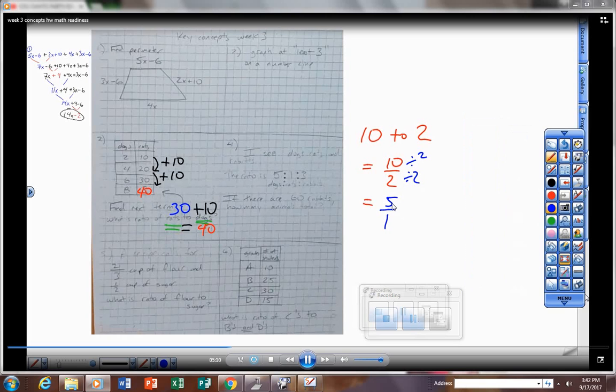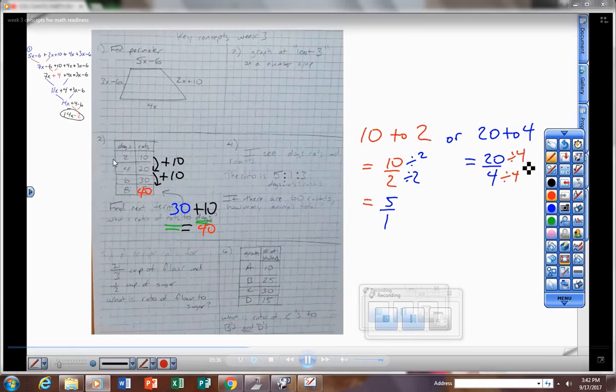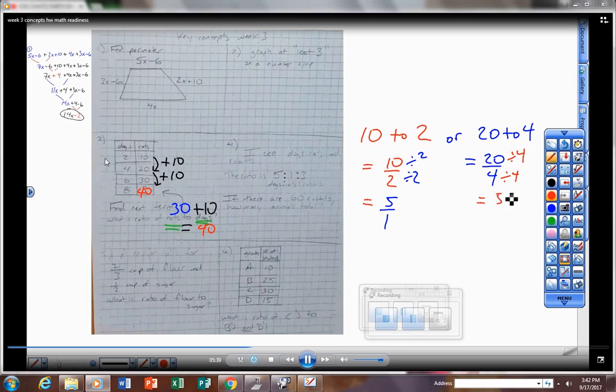That is the ratio 5 cats for every 1 dog, which is the same ratio of 10 cats for every 2 dogs, which is the same ratio of, and I'll erase this, 20 cats to 4 dogs. All those ratios are the same. 30 cats to 6 dogs, 40 cats to 8 dogs, 50 cats to 10 dogs. All of those ratios are the same. They all reduce down to 5 over 1. So hopefully that helps a little bit.